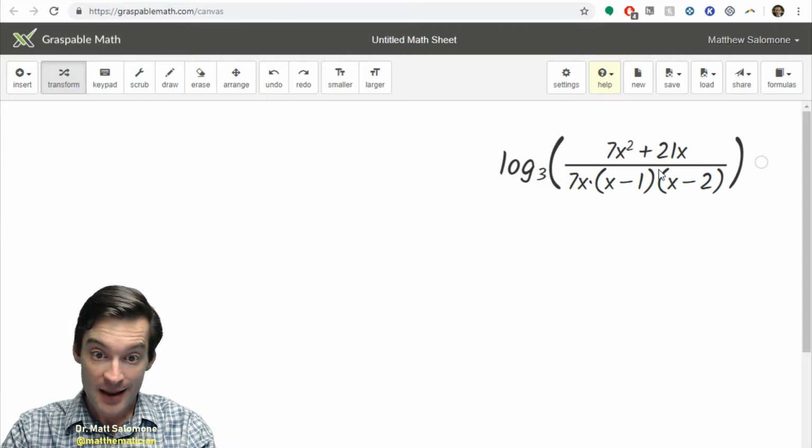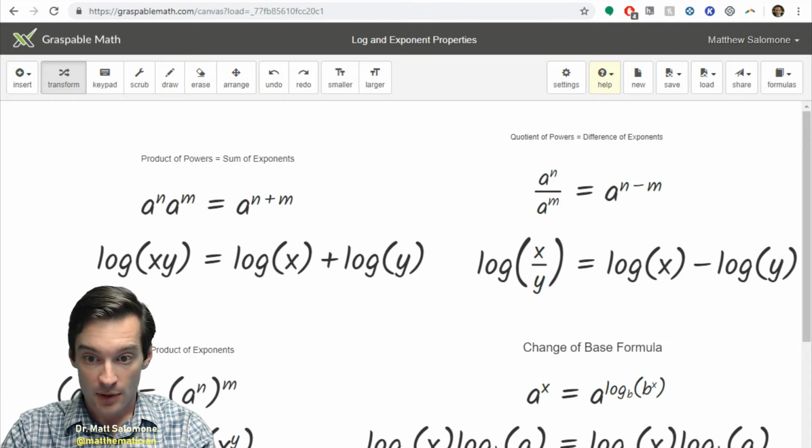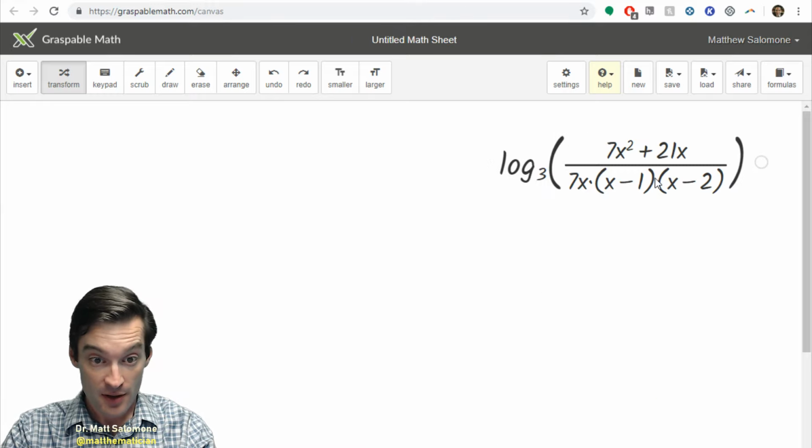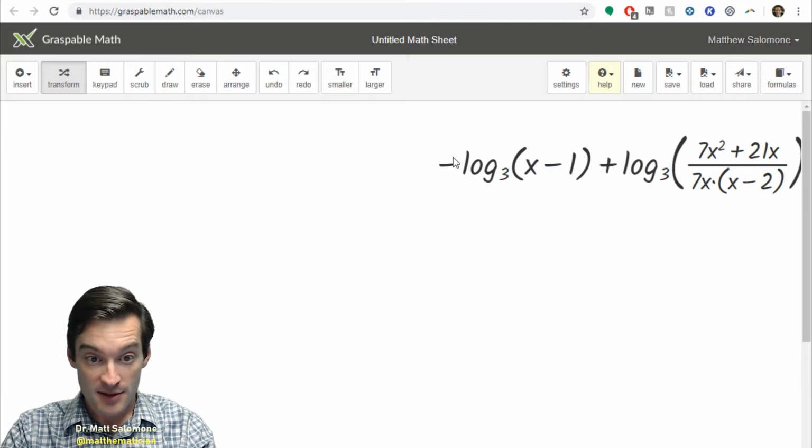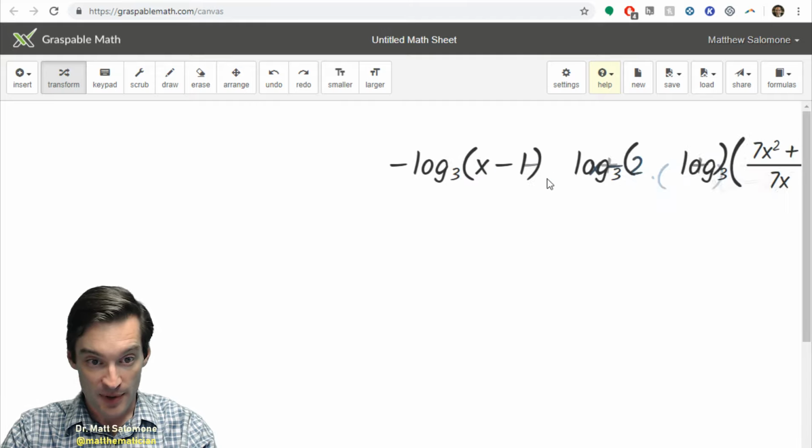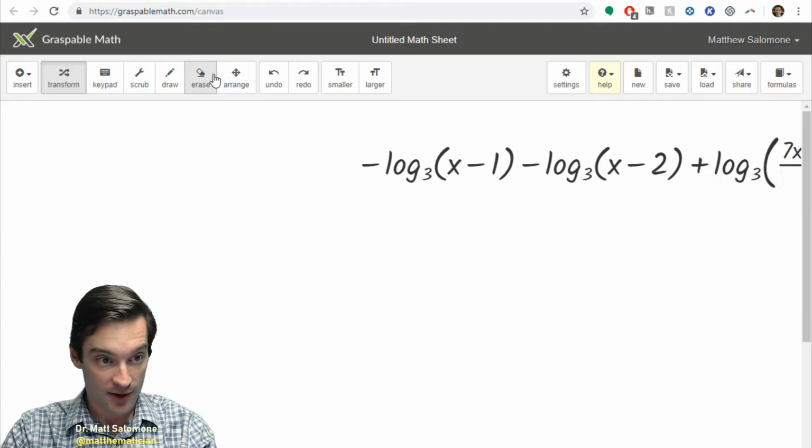And according to our properties, outside of a log becomes subtraction when inside of the log it's division. So what we'd expect is that if I take any one of these factors from the denominator outside, it's going to be subtracted. So I take the x minus 1 outside, and it becomes minus the log of x minus 1. I take the x minus 2. Whoops. I grab the x minus 2 and take it outside. It becomes minus the log of x minus 2.